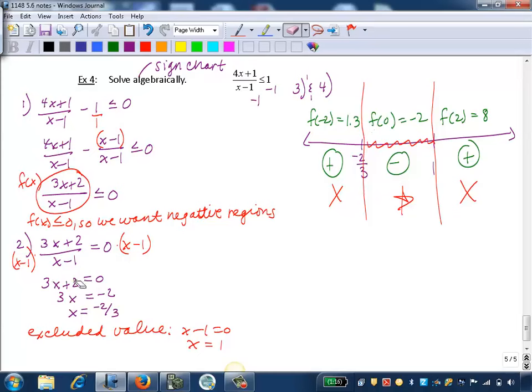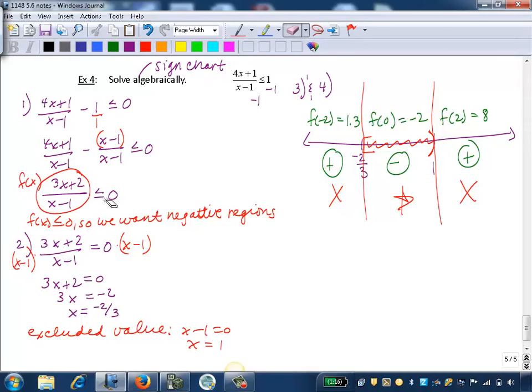Negative 2/3 was the 0 of this function. So since it's a less than or equal to, we know the function will equal 0 at negative 2/3. So we're going to include that boundary by putting a bracket on the negative 2/3. But at the 1, remember 1 is an excluded value. So even though this is a less than or equal to, our function can never equal 1. That's an undefined value. So we always use a parentheses on the excluded values.